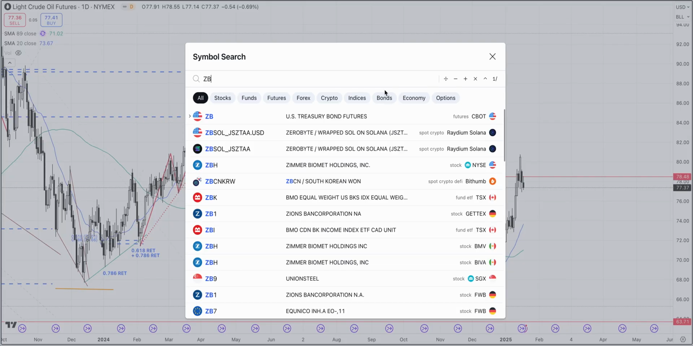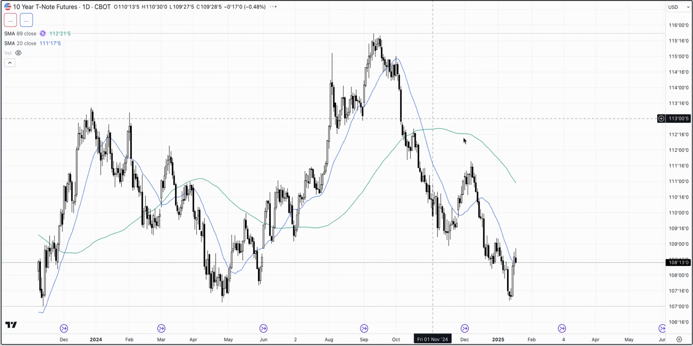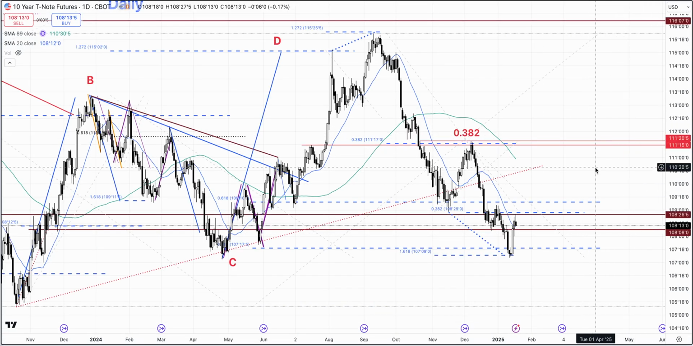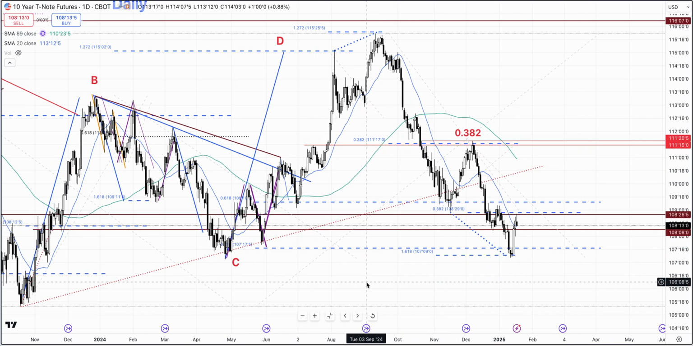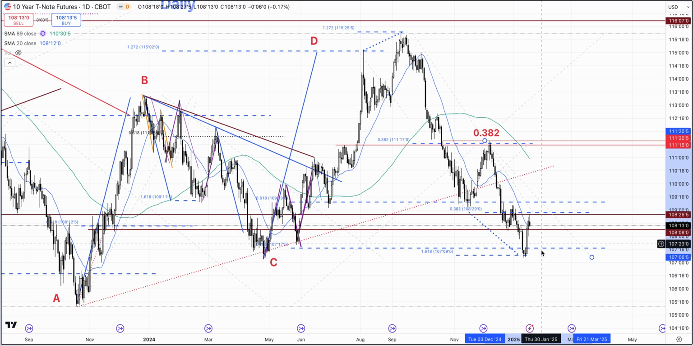Now let's take a look at the symbol ZN, which is the 10-year Treasury note futures, and this is on the price side of things. We can see that the market found some support right from the 78.6% retracement of these lows from October 2023. Now, thus far, it has just been a bounce, which could pretty much end up to be a dead cat bounce. It went right to the 38.2% retracement, and we have seen a pullback.